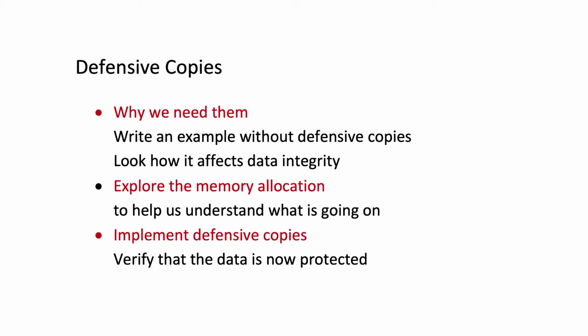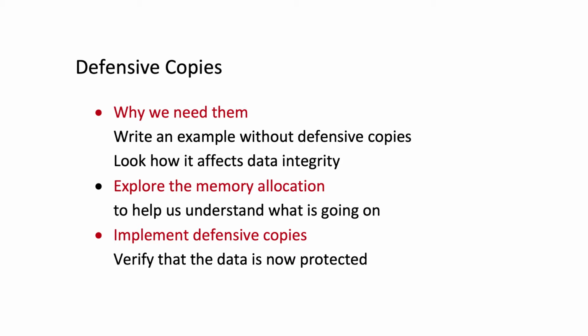In this video we're going to have a closer look at defensive copies. We are going to see why we need them. In order to do that, we write an example without defensive copies and look at how it affects the data integrity. Then we are going to explore the memory allocation. That will help us understand what is going on and how we can fix it. And then we are going to fix it by implementing defensive copies and also verify that the data is now protected.